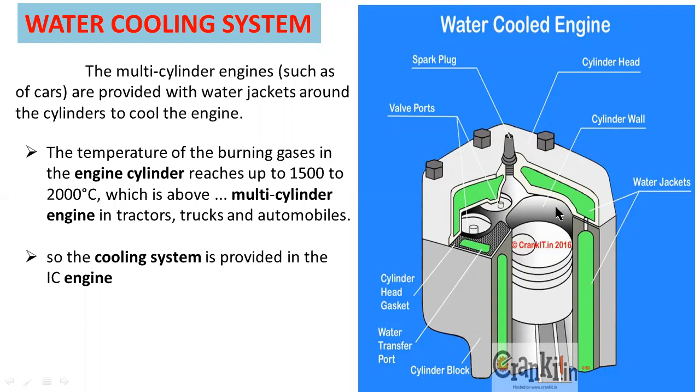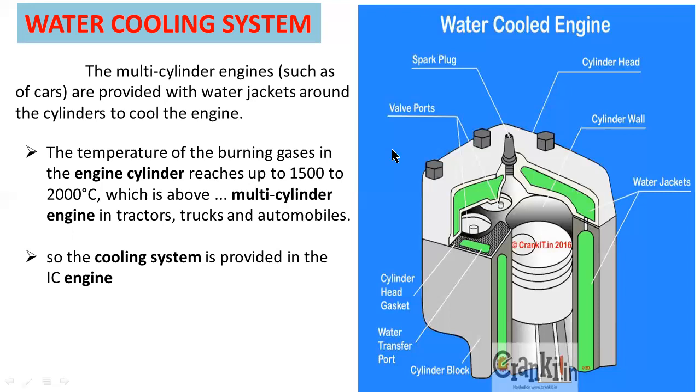The temperature of the burning gases in the engine cylinder reaches up to 1500 to 2000 degrees Celsius, which is above the limit, so in multi-cylinder engines in tractors, trucks and automobiles, the cooling system is provided in the IC engine.